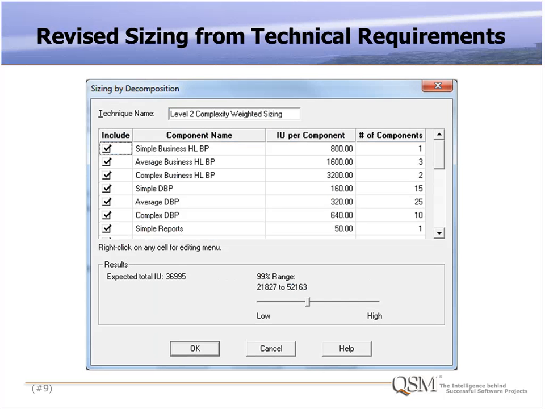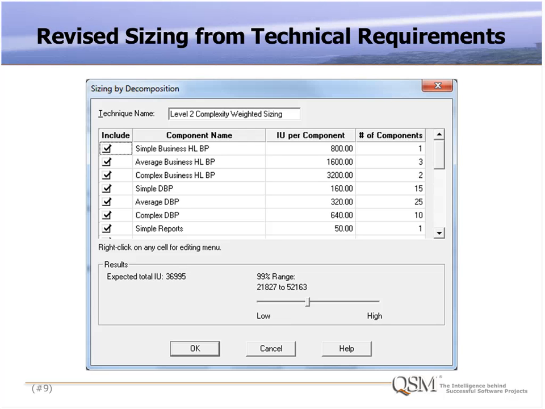This would be an example of getting a little bit more information. We want to break it down in a little bit more detail. So here we're breaking out those business requirements into complexity bins. So we're looking at simple, high-level business requirements, average business requirements, and complex business requirements. And then we're going to break it down even further into simple, average, and complex detailed business requirements.